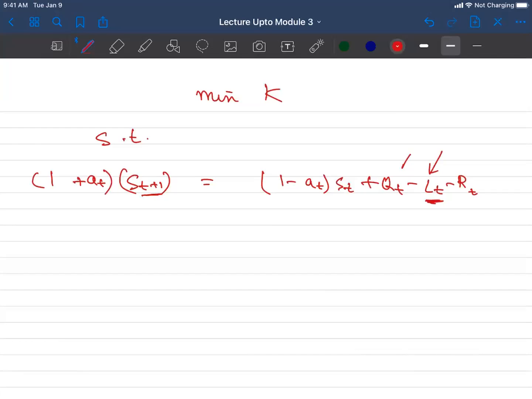S(t) will be less than or equal to K. S(t) has to be less than or equal to K. What other constraints do you want to have? Both will be greater than 0. Yes. S(t) has to be greater than 0, K has to be greater than 0. What other constraints do you want to have?